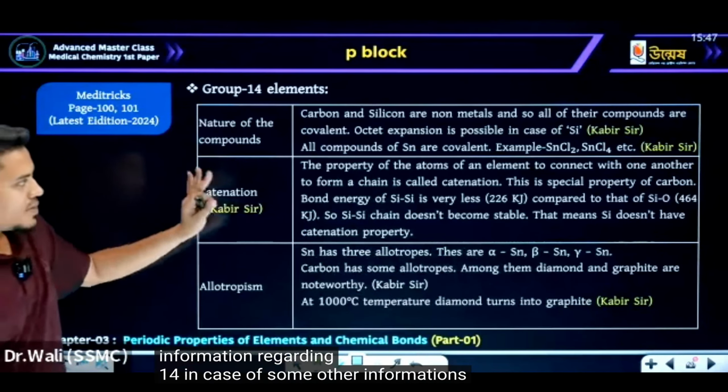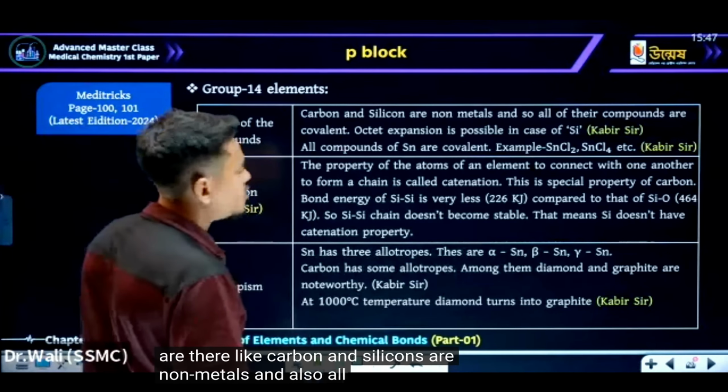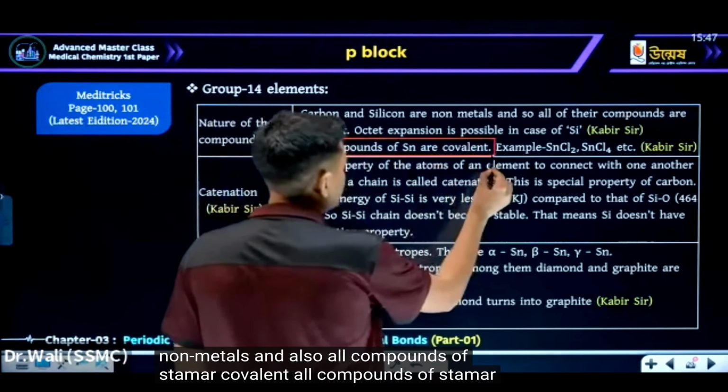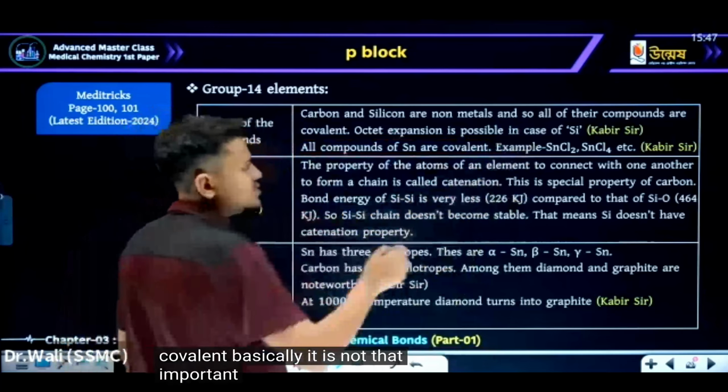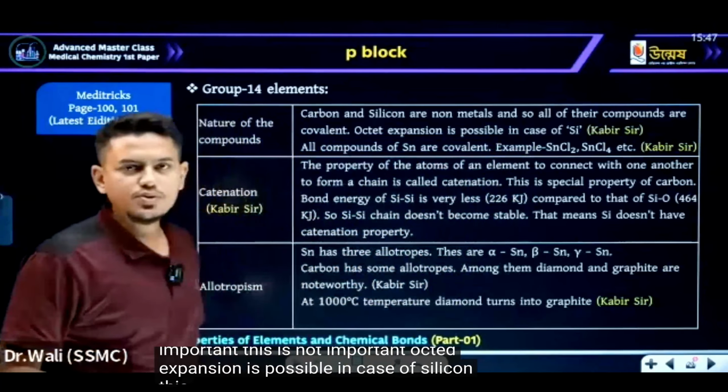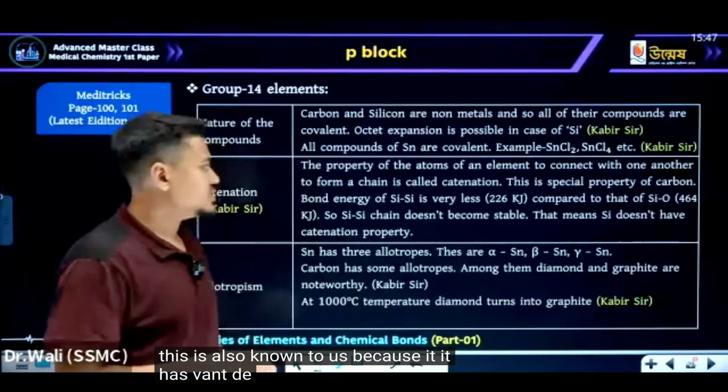There are some other pieces of information, like carbon and silicon are non-metals, and all compounds of stannum are covalent. Basically, it is not that important. Octet expansion is possible in case of silicon. This is also known to us because it has vacant d orbitals.